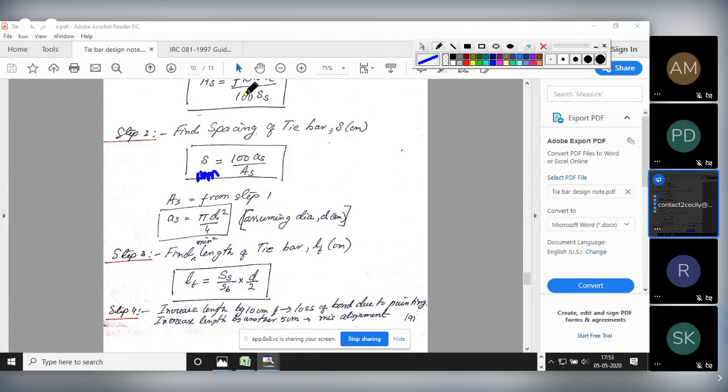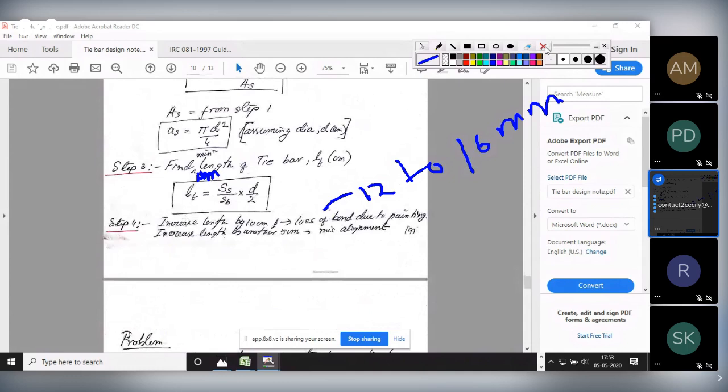Now capital S we will get from here, and for small s the diameter is to be assumed, and the assumed diameter should be within 12 mm to 16 mm. Now the length is given by the formula just now derived. So only three steps. After this, there is a last step.